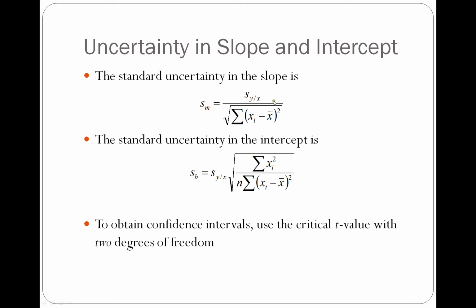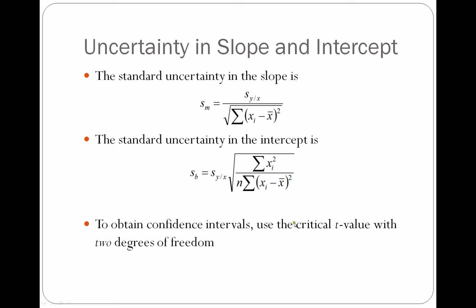You'll notice that the standard uncertainty in the best fit line shows up in both of these equations. The uncertainty in the slope is calculated by the formula you see here, where we take the standard uncertainty and divide by the sum of the squared differences between all of the inputs and the average input, which is x bar. And the standard uncertainty in the intercept is slightly more complicated.